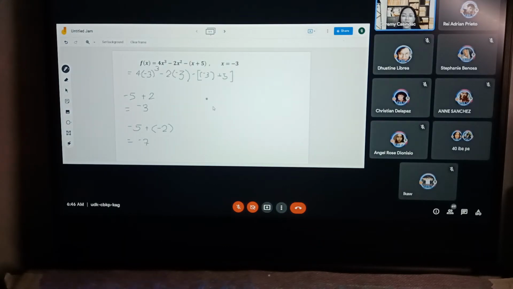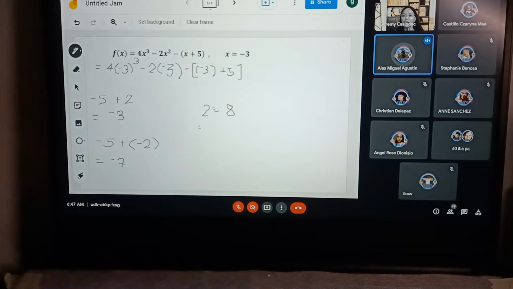Okay, how about sa subtraction? So we have here 2 minus 8. What is the difference? Anyone? Permission to speak po. Sino yung naunang boy? Kaya ko po. Negative 6 po. Okay, negative 6. Tama. That is negative 6.